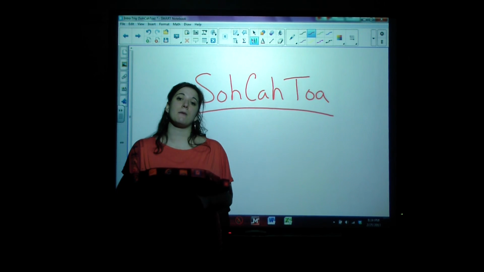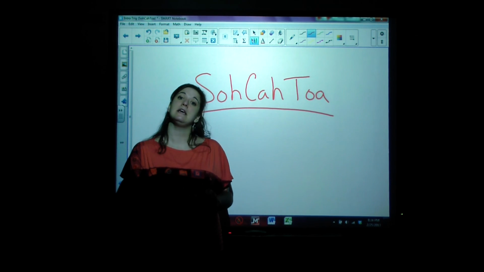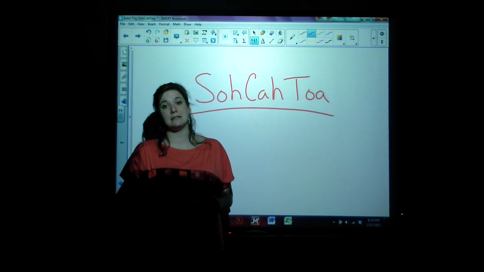Second biggest thing you need to remember, make sure your calculator is in the correct mode. Make sure your calculator is in degrees if you are plugging in degrees.